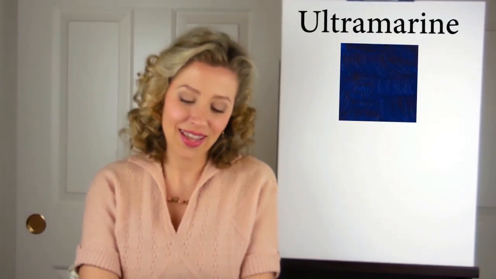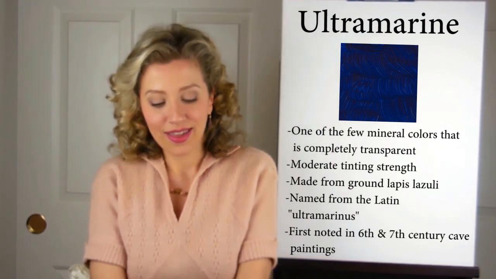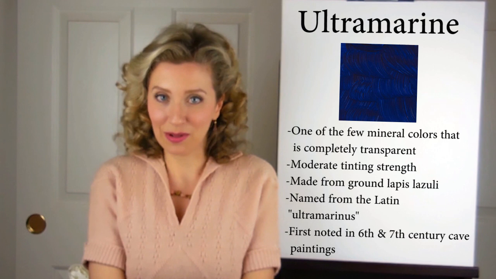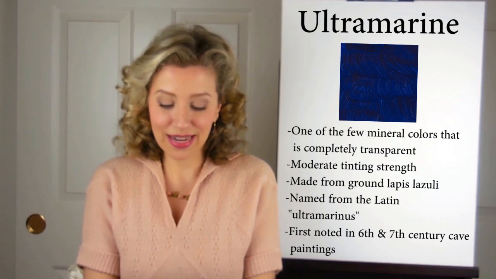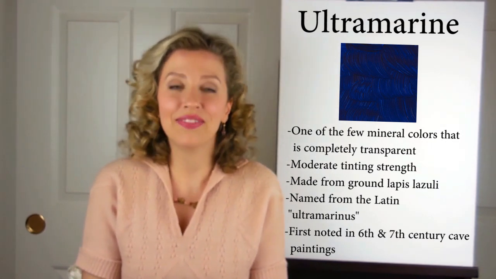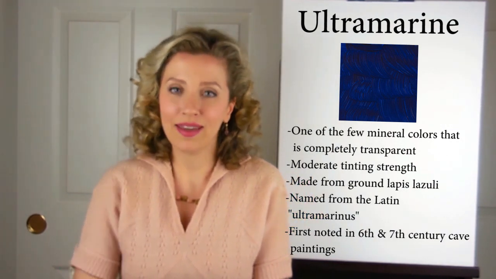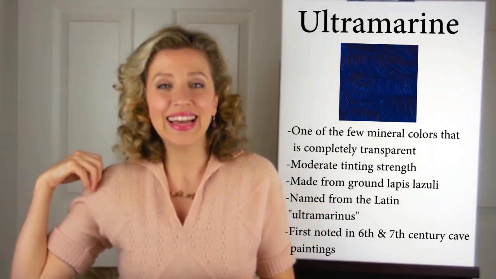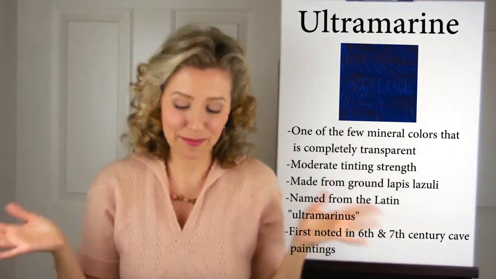Next up is Ultramarine Blue, which I touched upon a little bit at the beginning of this video. It is one of the few mineral colors that is completely transparent, and it has moderate tinting strength. The pigment is comprised of complex silicate of sodium and ammonium with sulfur. Originally made from grinding lapis lazuli powder, as I mentioned earlier, it was named from the Latin ultramarinus, meaning beyond the sea, which sounds so romantic and beautiful, but it was actually called that because it came from beyond the sea. It was imported in the 14th and 15th century by Italian traders from Afghanistan and literally took the sea route, so that's why they called it beyond the sea.